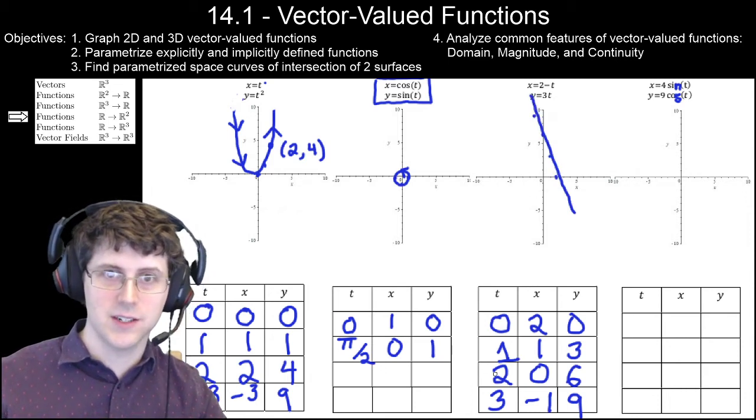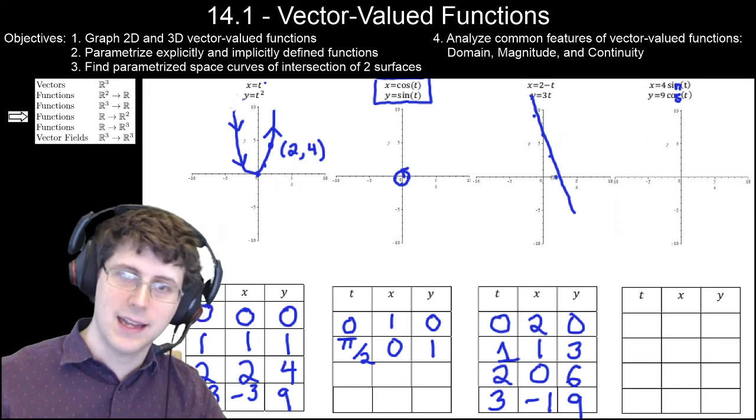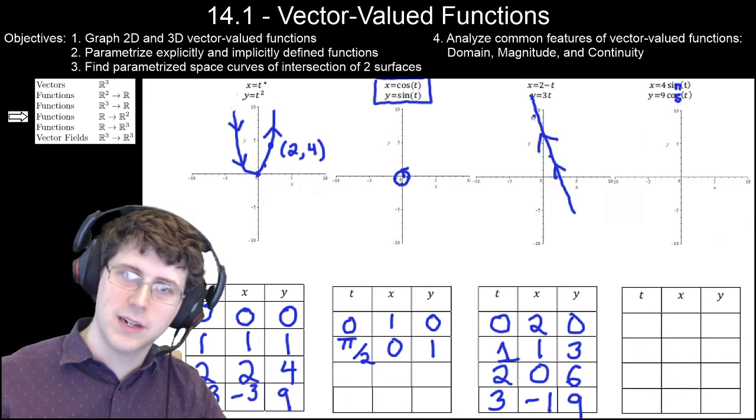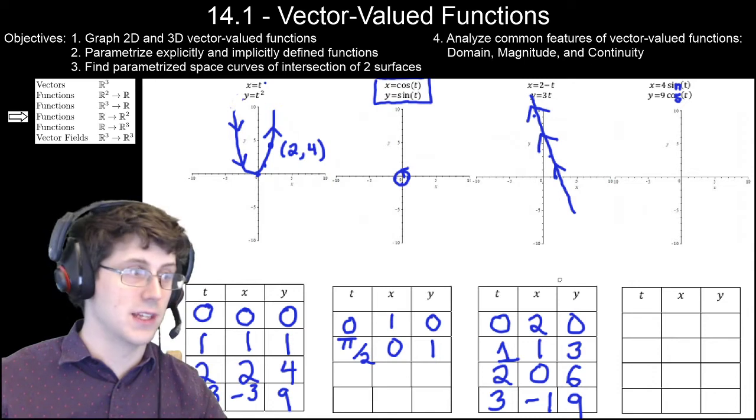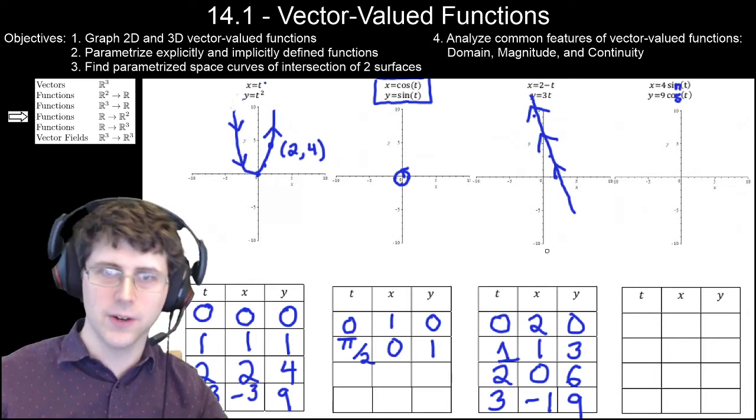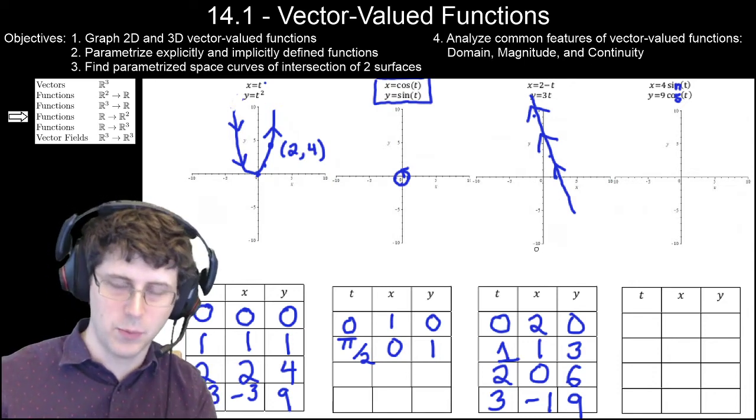As t was getting larger and larger, I was heading up and to the left. So it's better when graphing a set of parametric equations to use the arrows to say, oh yeah, as t grows, the point is heading this way.